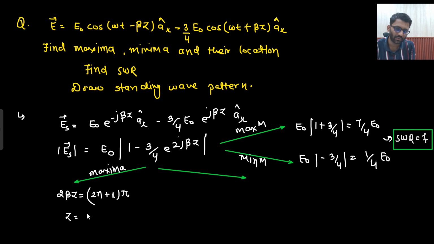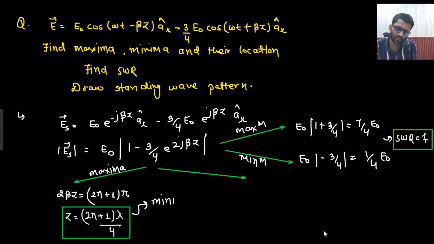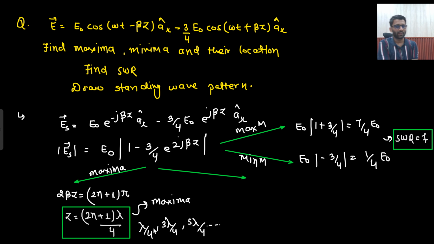So z is equal to 2n plus 1 lambda by 4. This is the location of maxima. You will be starting from lambda by 4, then 3 lambda by 4, then 5 lambda by 4, and so on, right? Because if you put n equal to 0, what do you get? Lambda by 4, 3 lambda by 4. So at z equal to 0, you certainly do not have any maxima. So what will you have there? Minima. Let's check that out.